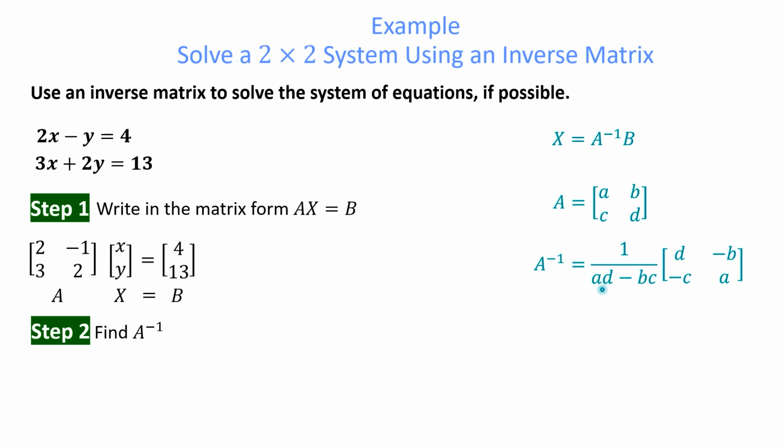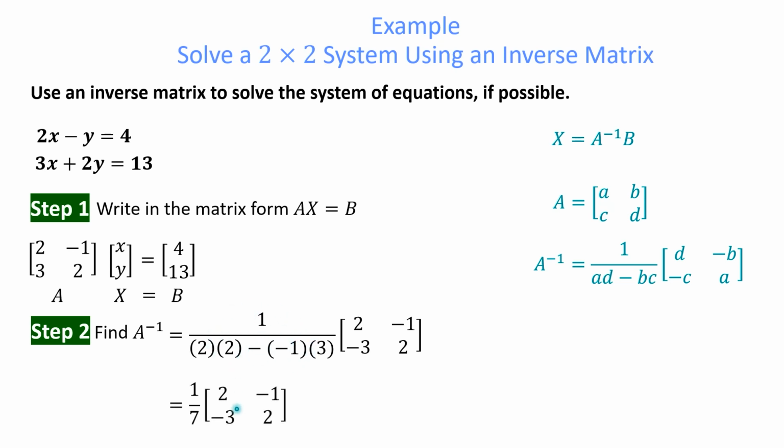So all we need to do is substitute the elements over here into here. So we have A, B, C and D, and we'll substitute them into this formula to give us the following. And then what we have here is a fraction, and this fraction will simplify to 1 over 7, and we're left with this matrix here, you can see. So this is our inverse matrix for A.